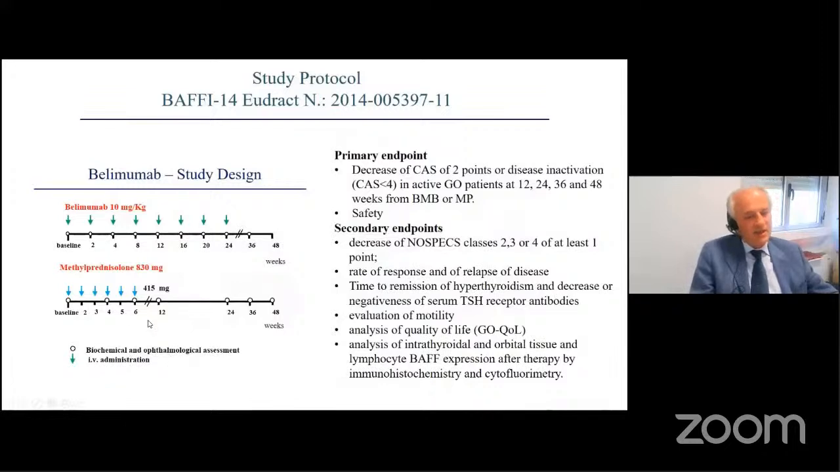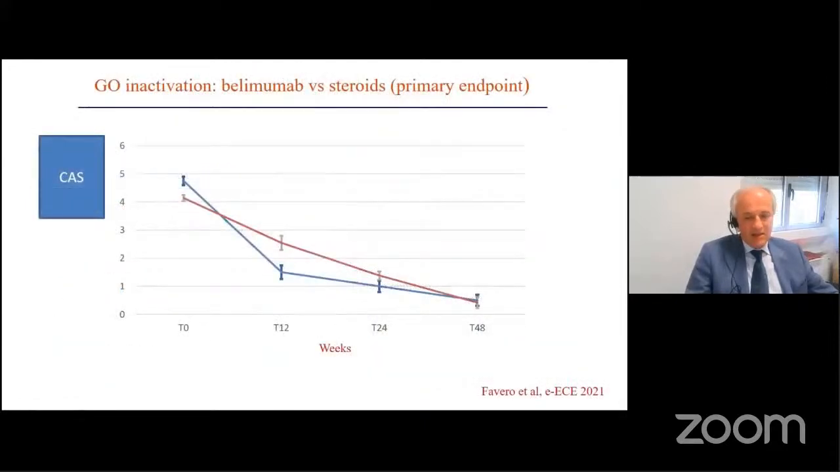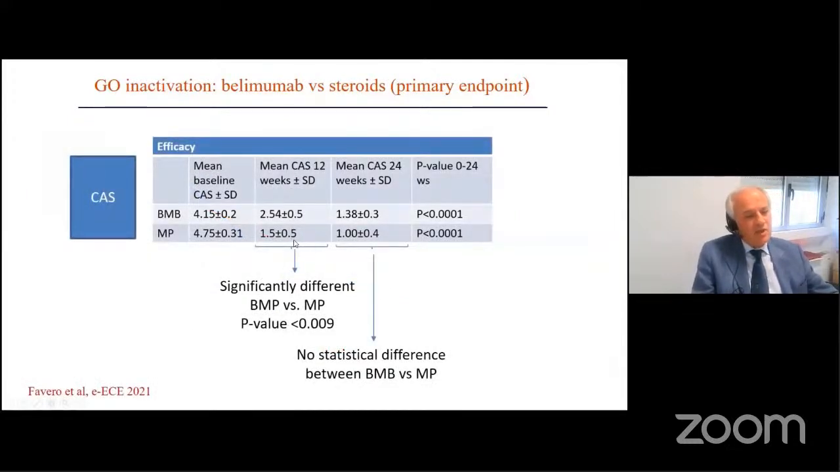We just concluded the study in which we challenged belimumab versus IV methylprednisolone. And again, we looked at the decrease of clinical activity score, safety, and also the secondary endpoints, the effect on the severity signs of disease. And these are the results. As you see, what we observe very nicely is that belimumab does decrease the clinical activity score, so does inactivate disease as well as steroids do, with a little difference at 12 weeks. Steroids seem to be acting earlier, and there is a difference of the clinical activity score at 12 weeks, but at 24 weeks, both drugs act in the same way, with a significant decrease of the clinical activity score to start with.